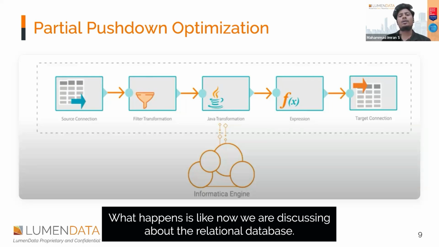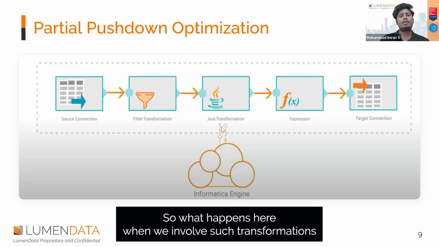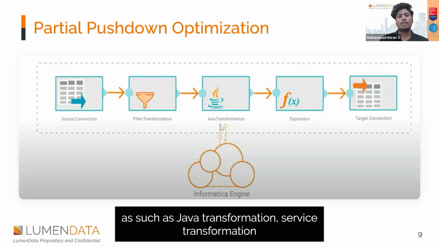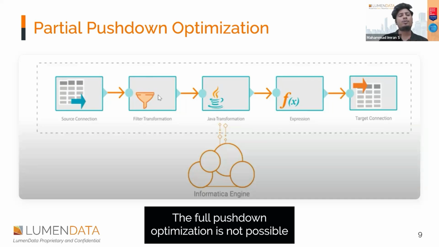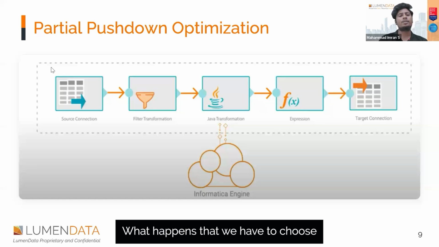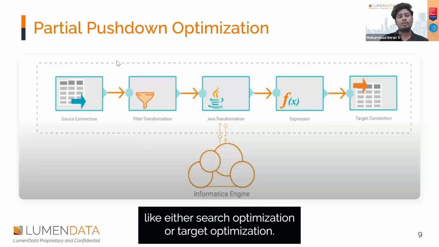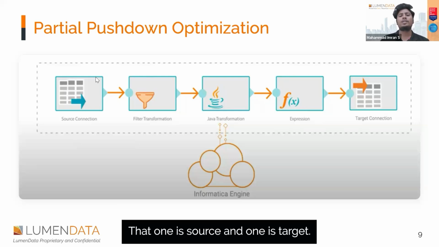Now we are discussing the relational database. In relational databases, it is not possible to have Java code, right? So when we involve such transformations, such as Java transformation or web service transformation, the full pushdown optimization is not feasible. In such cases, we have to choose either source optimization or target optimization. In partial pushdown optimization, we have two types: one is source and one is target.